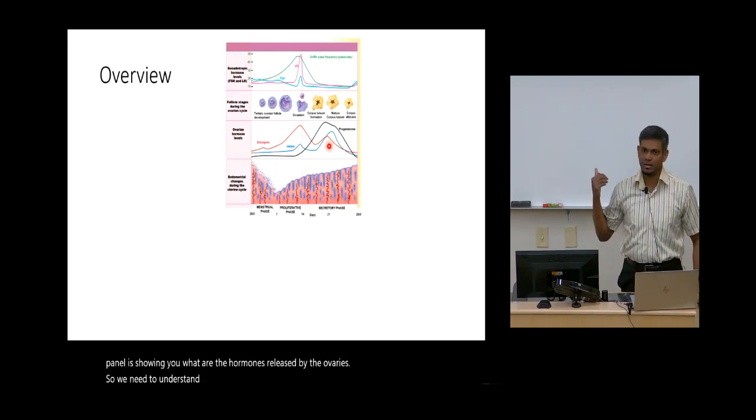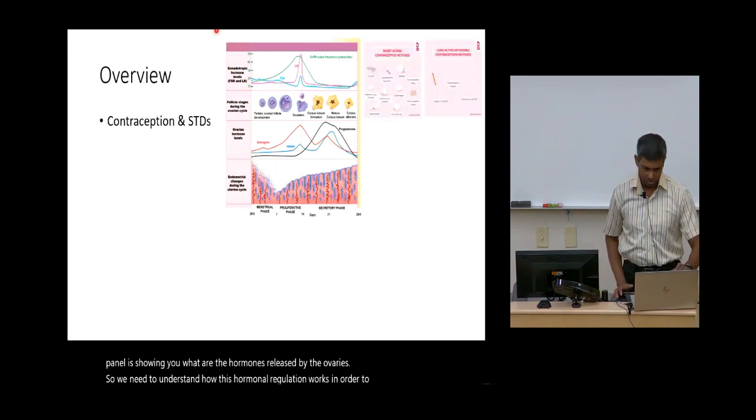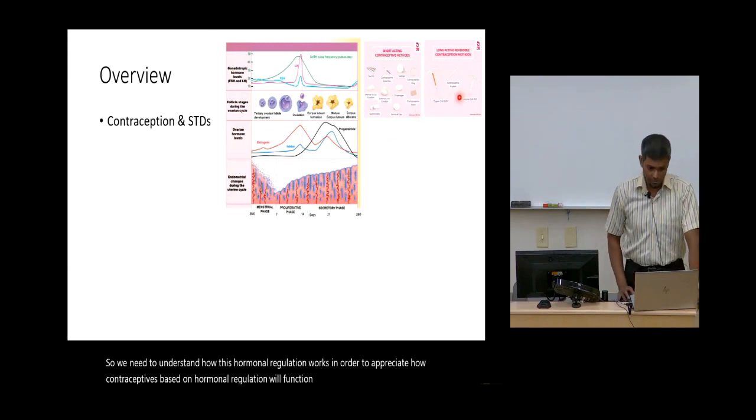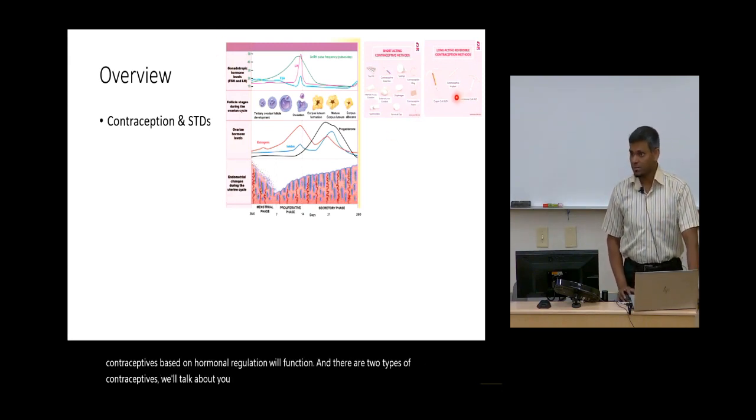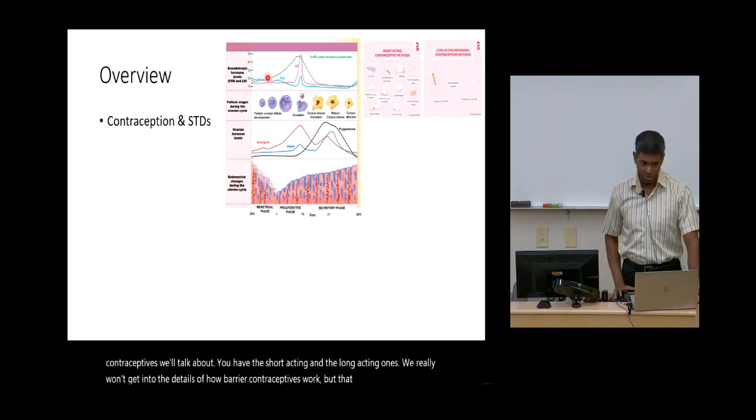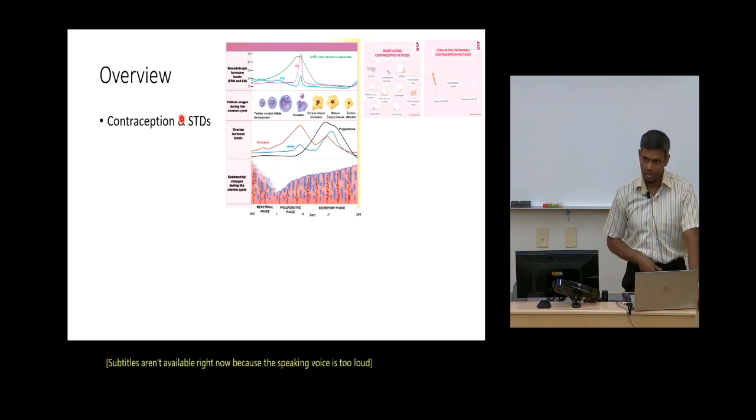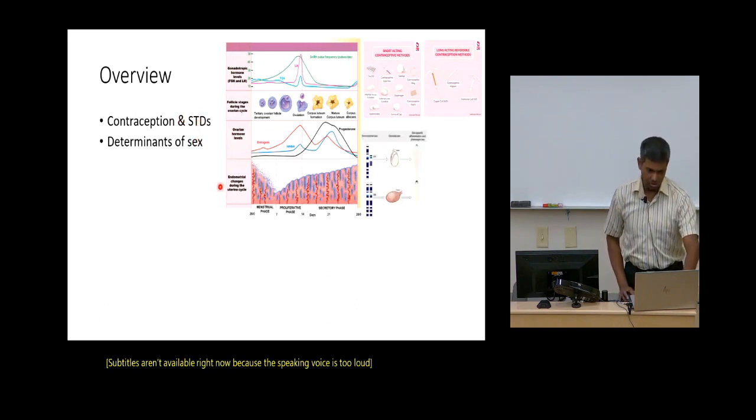So we need to understand how this hormonal regulation works in order to appreciate how contraceptives based on hormonal regulation will function. And there are two types of contraceptives we'll talk about. You have the short acting and the long acting ones. We really won't get into the details of how barrier contraceptives work, but that is what will help to decrease the risk of sexually transmitted diseases. So we'll talk about some of the more prevalent sexually transmitted diseases, and after that we'll move on to talking about the determinants of sex. So this would be the part 3 slides which I uploaded.